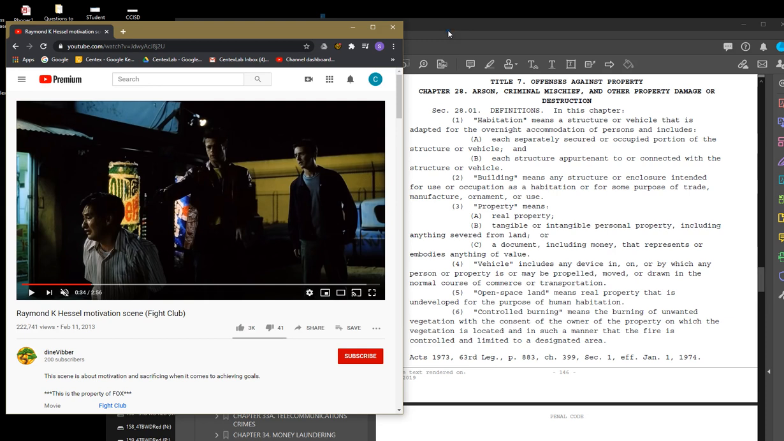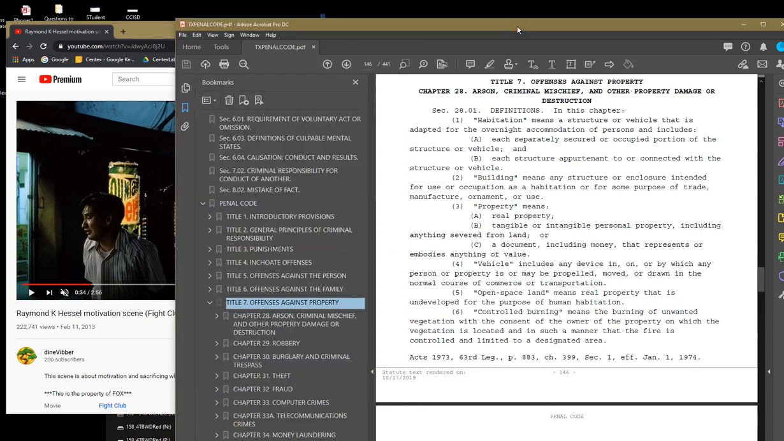Emotion doesn't come into play here. It's not going to help us at all. Throw that out the window, okay? We're looking at the elements of the offense. What did Brad Pitt do to Raymond Hessel? And where is it identified in the Texas Penal Code, okay? That's all we need to focus on.